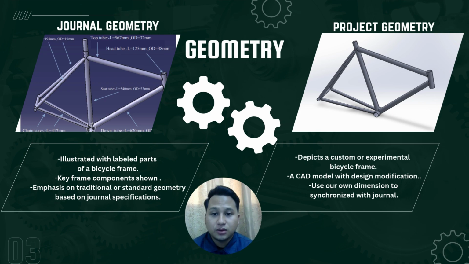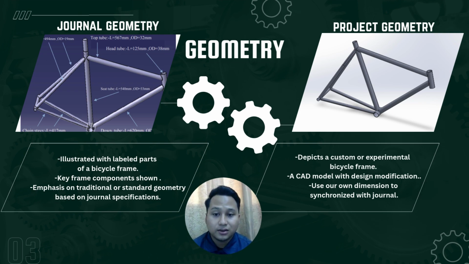In this part, we look at the shape and size of the bicycle frame, which is called the geometry. Okay, on the left, we have the general geometry. This is a standard frame designed from a published source. It shows all the important parts of the frame, like the top tube, seat tube, and chain stays, all with labeled dimensions. This is based on traditional or typical bicycle designs.